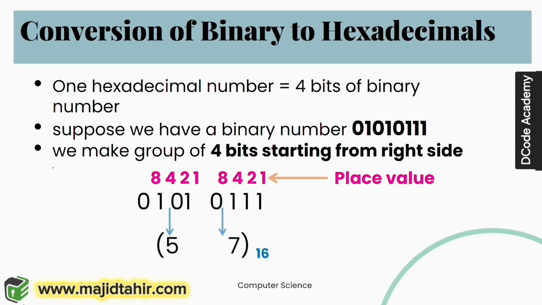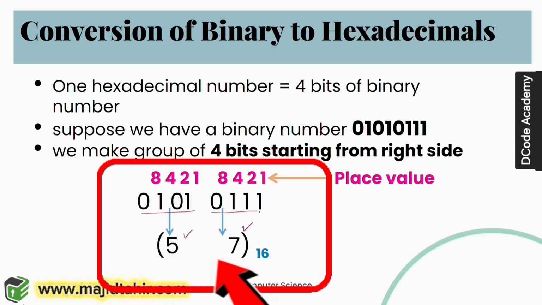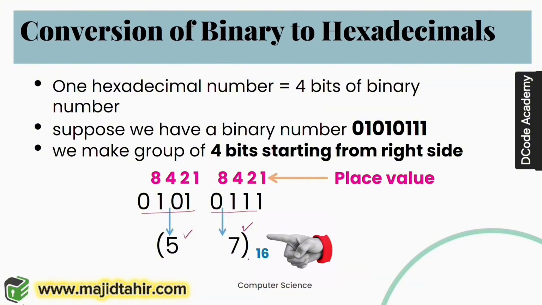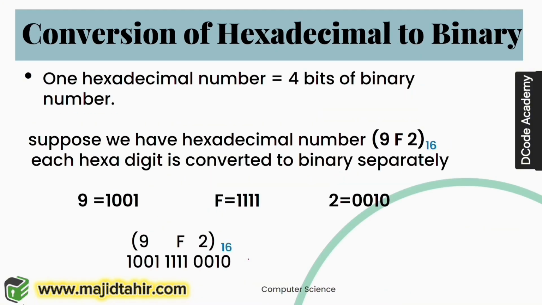Conversion from binary to hexadecimal. When we have to convert a binary number into a hexadecimal number, we do the same process as in the previous slide. Very easy. You make groups of 4 binary digits and convert them separately. 1, 2, 4, 8 is the place value. One group converted separately makes 7, the other group converted separately makes 5. So this 0101 0111 makes 5 7 in hexadecimal. This is not fifty-seven, this is 5 7.